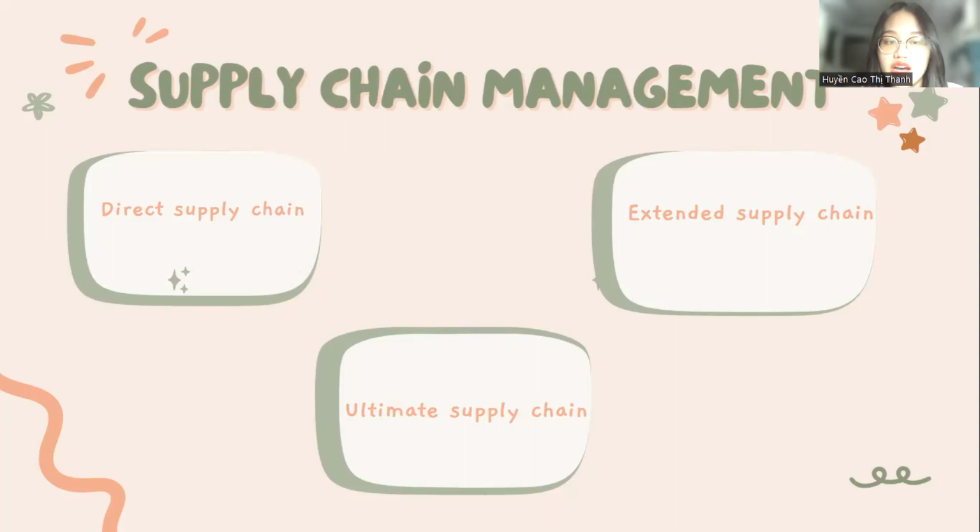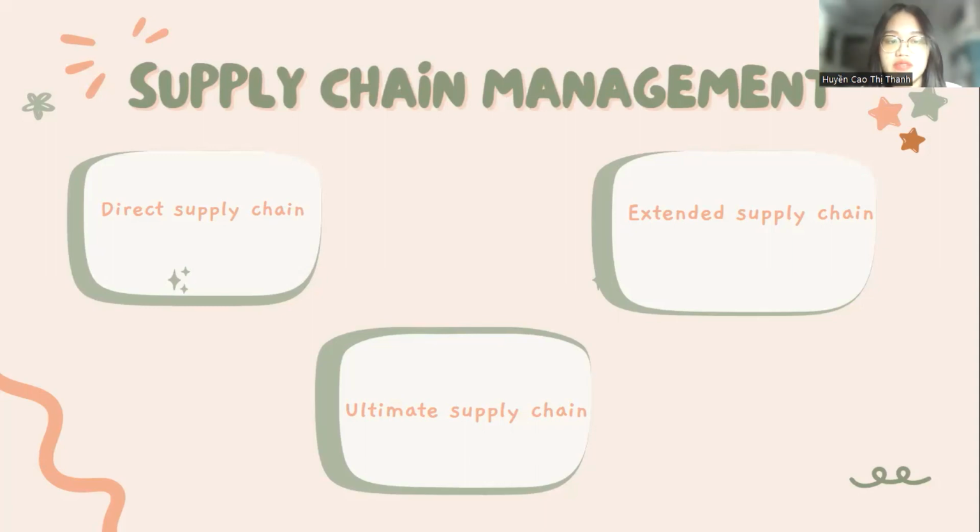The second one we have is an extended supply chain. It includes the immediate suppliers, the suppliers of the immediate suppliers, and the customer of the immediate customer involved in the upstream or the downstream flows of products, service, finance, and information.